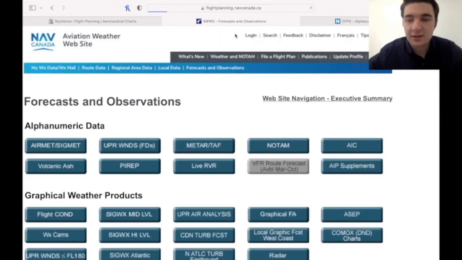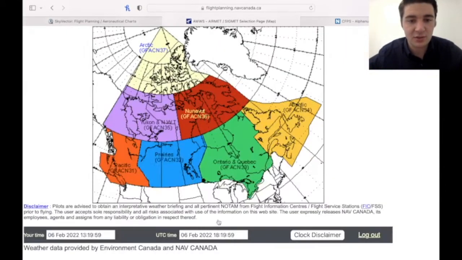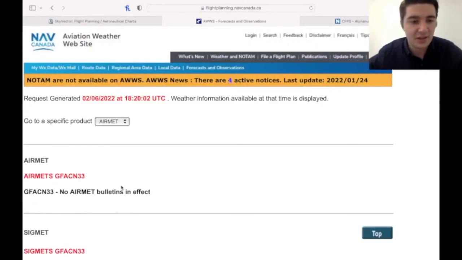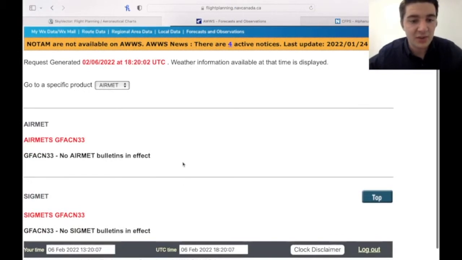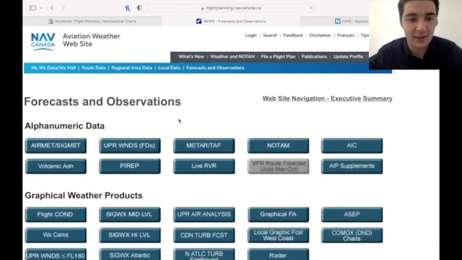Alrighty, handy to know. Next, we're going to look at some AIRMETs and SIGMETs. So we have both selected. For Ontario, Quebec, there's no AIRMET, there's no SIGMET. It could be with that low level jet, there could be turbulence in these AIRMETs or SIGMETs. So it doesn't look like anything's reported there.